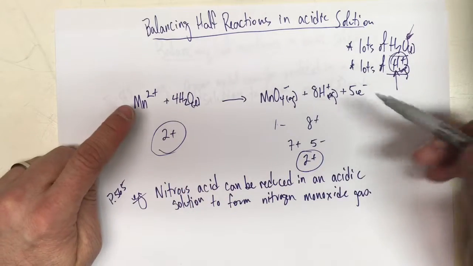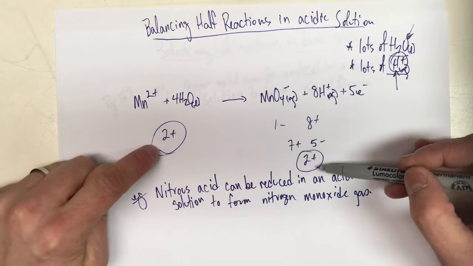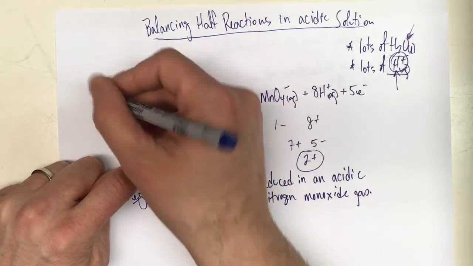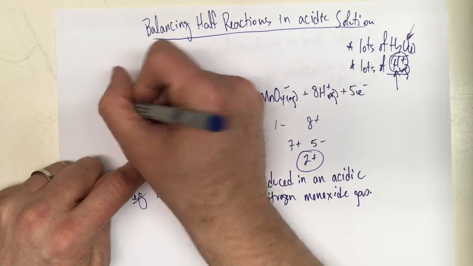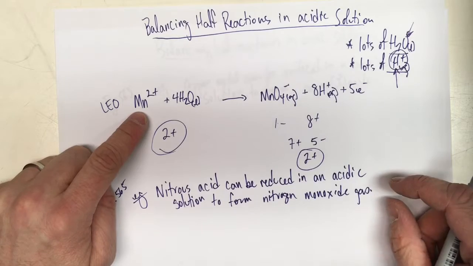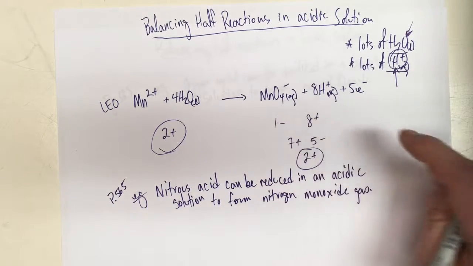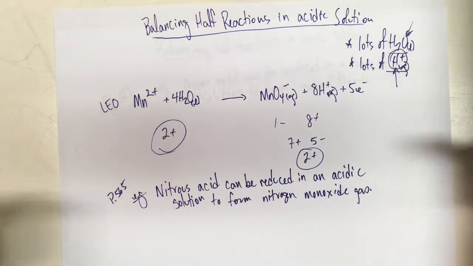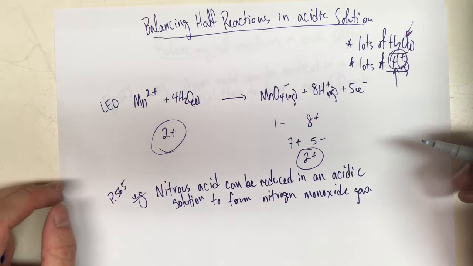So now I've got all of my atoms as well as my charge balanced, and my electrons are a product. So this is losing electrons and is oxidized. My manganese 2 is being oxidized to become permanganate. This is in an acidic solution.